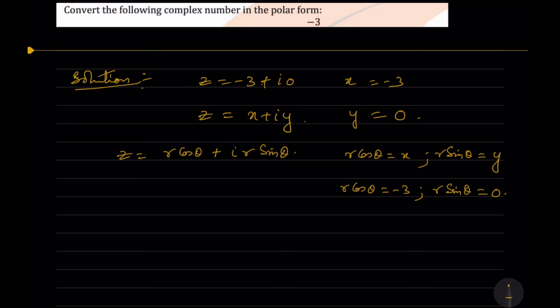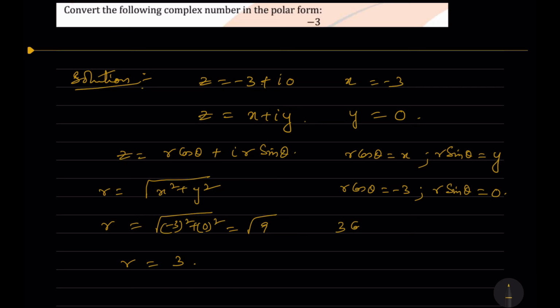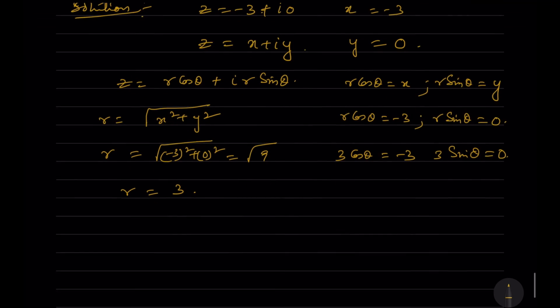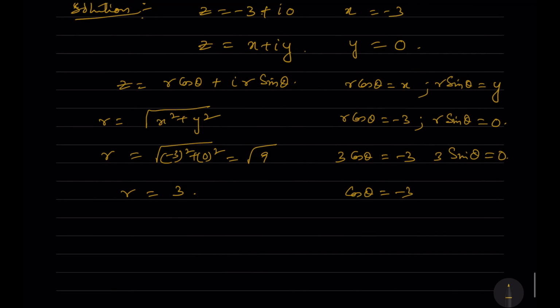Now we'll find out what is r. So r is equal to under root of x square plus y square, which is equal to root of minus 3 whole square plus 0 square, which is root of 9. So therefore r is equal to 3. So we got 3 cos theta is equal to minus 3, 3 sin theta is equal to 0. So cos theta is equal to minus 3 by 3, sin theta is equal to 0 by 3. So cos theta is equal to minus 1, sin theta is equal to 0.